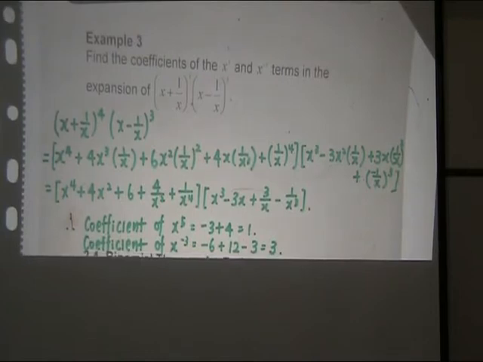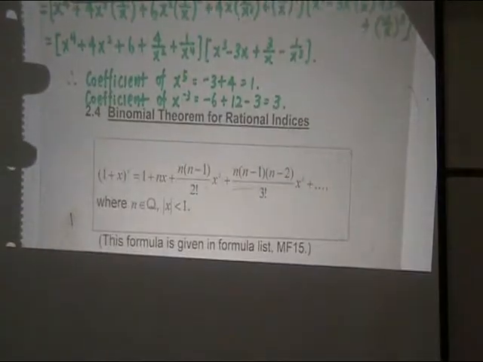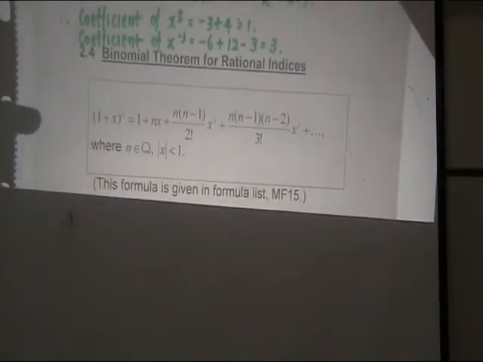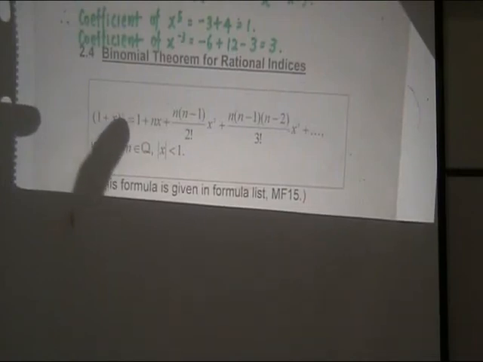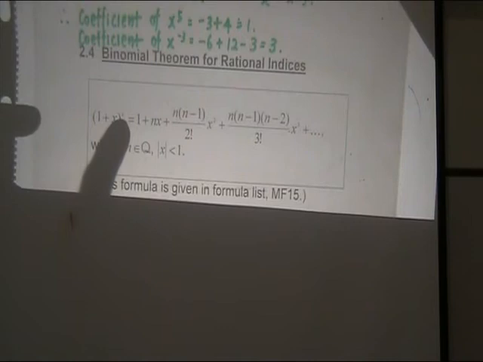So this is what you have learned in secondary school when you expand expressions when the power is a positive integer. So we are going to move on to the binomial theorem for rational indices. This means that the power may not be a positive integer. It can be negative or it can be a fraction.